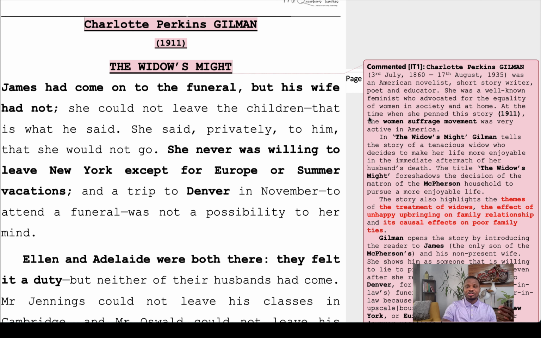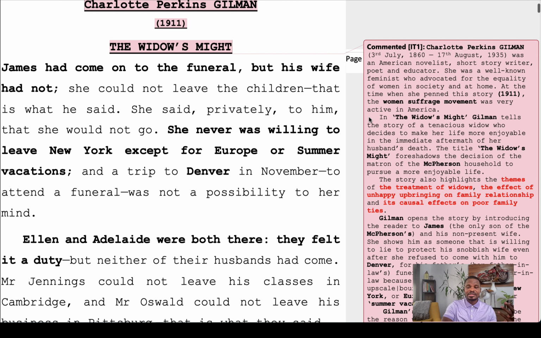Gilman opens the story by introducing the reader to James. So we are introduced to James, the only son of the Macphersons, and his non-present wife. Gilman shows James as someone that is willing to lie to protect his snobbish wife, even after she refused to come with him to Denver for his father's, that's her father-in-law's, funeral, and comfort his mother, because it was not as upscale or bourgeois as their base in New York or Europe where they have their summer vacations.